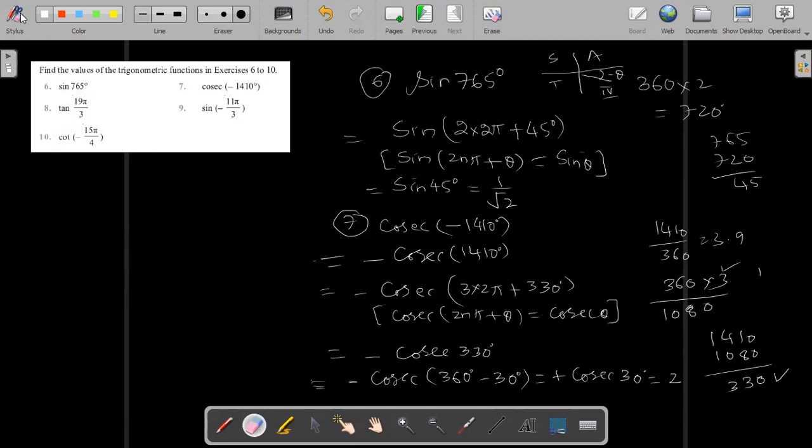Okay, got it. So whenever it is given in degrees, you can use degrees. If you see question number 8, it is given in 19 pi by 3. So you can try by pi only. 3 sixes are 18.